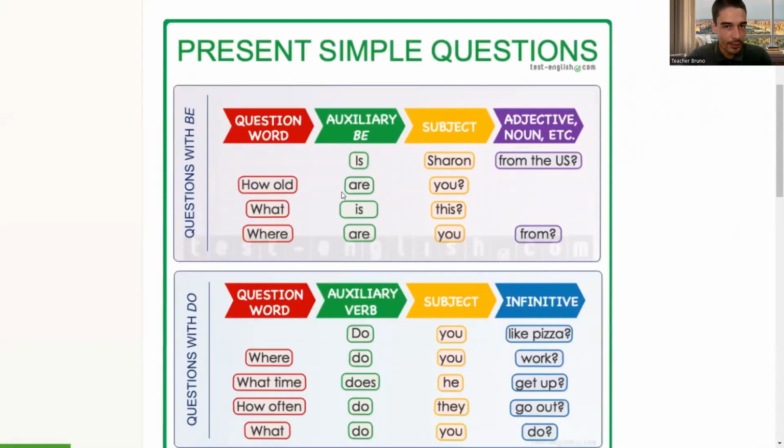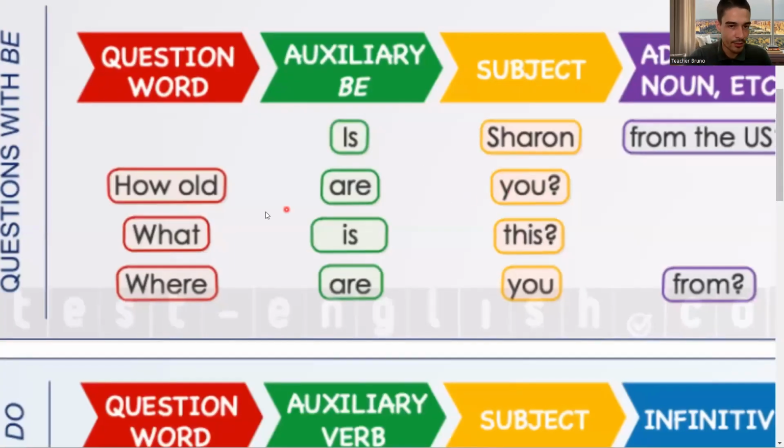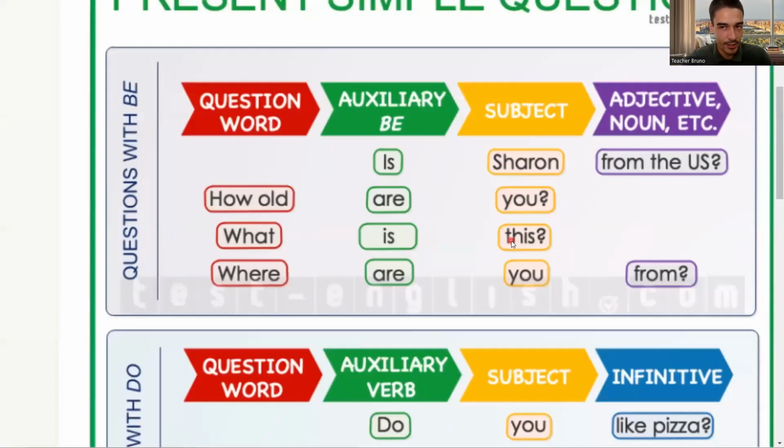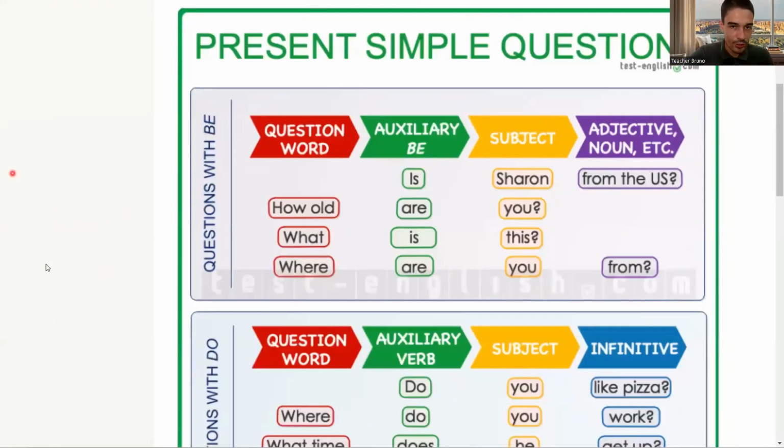Let's take another look at present simple questions. How old are you? Question word, auxiliary verb, and subject. What is this? What's this? Question word, auxiliary verb, and subject. Explanation questions. And over here is a yes or no question. Is Sharon from the United States? Yes, she is. No, she isn't. A yes or no question.